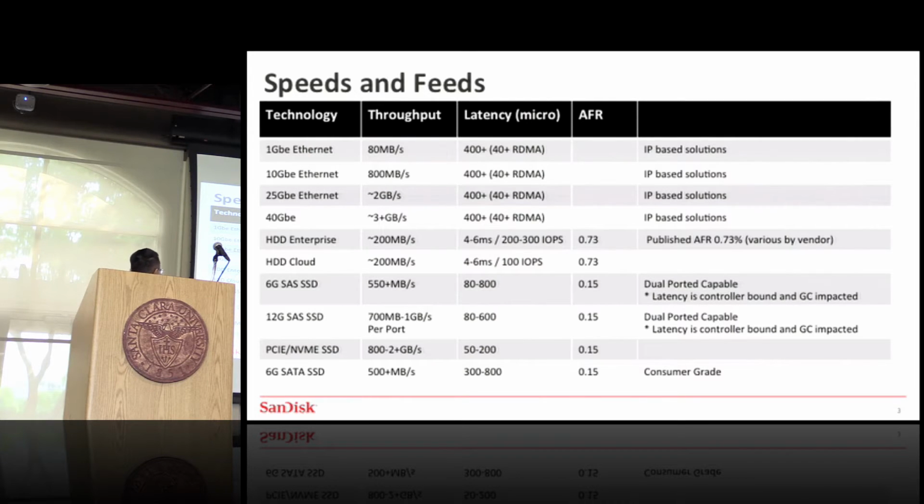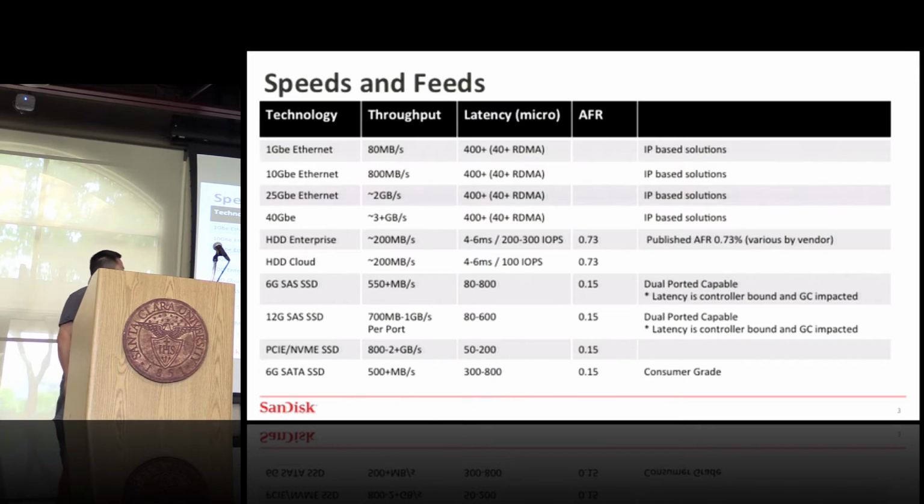And then when you look at enterprise hard drives and cloud scale hard drives, I'm giving them the benefit of the doubt, because in a purely sequential read-write workload without interrupts, they could easily hit up to 200 megabytes per second. But in a mixed workload environment, you'll be lucky to get 30, 50, maybe even 100 megabytes per second. And again, latency is 4 to 6 milliseconds, about 200, 300 IOPS. And again, based on activity, 0.73 AFR. A lot of the previous speakers have talked about this, and it makes sense.